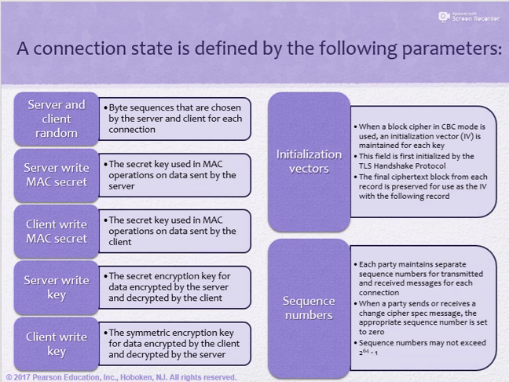First are the server and client random numbers, byte sequences chosen by the server and client for each connection. So each connection has its own server and client random number. Server write MAC secret is the secret key used to calculate the message authentication on data sent by the server. Similarly, client write MAC secret is the secret key used for MAC calculation on data sent by the client.